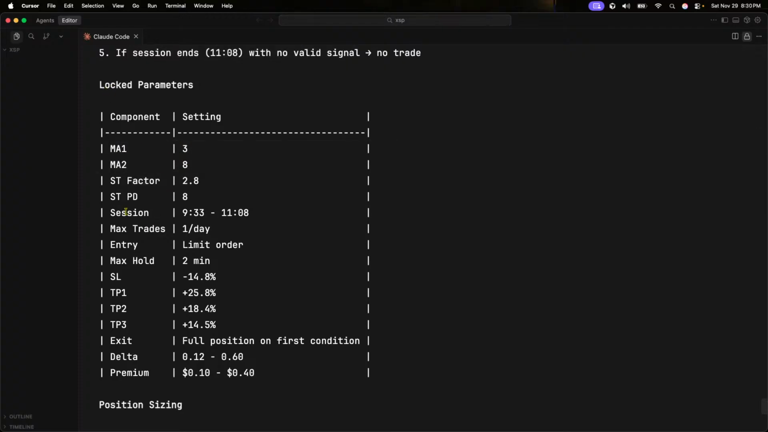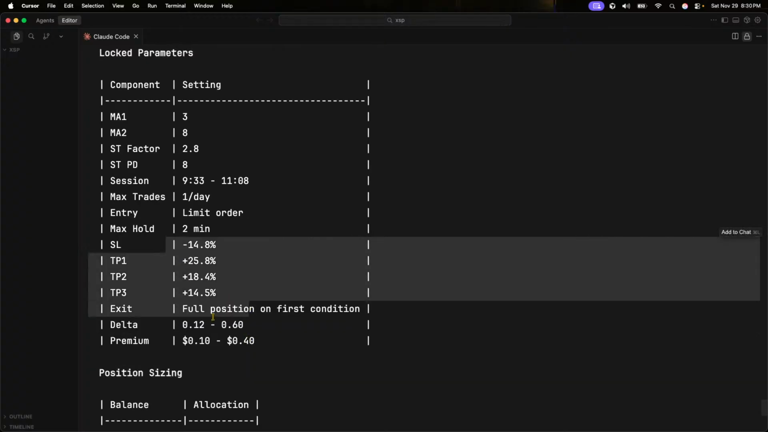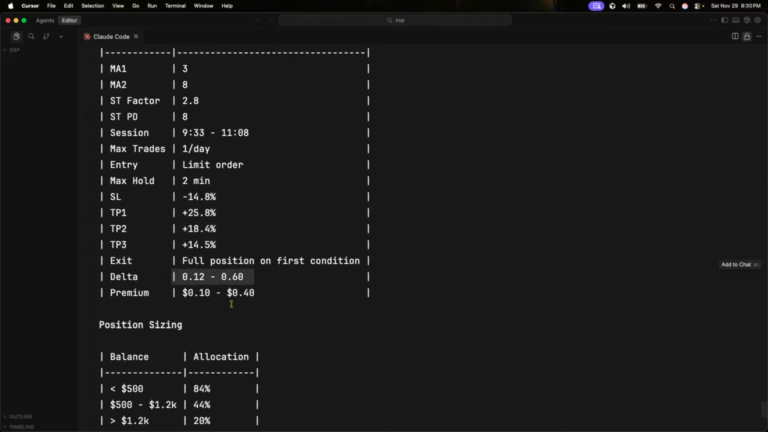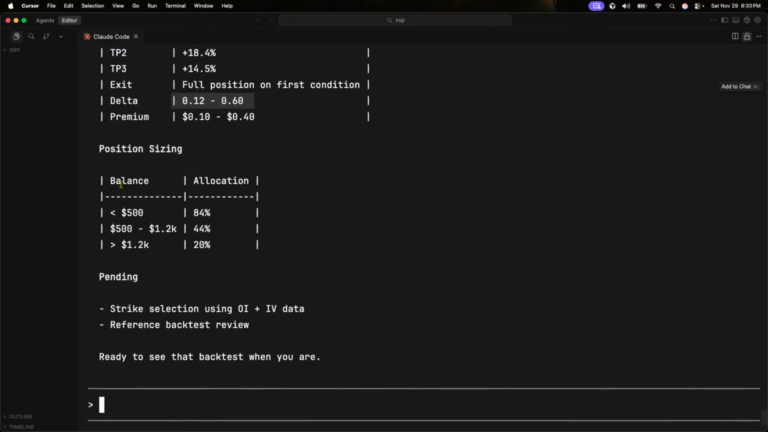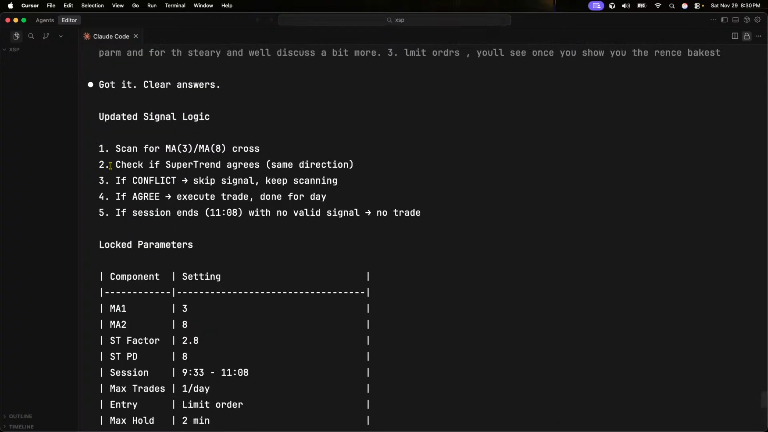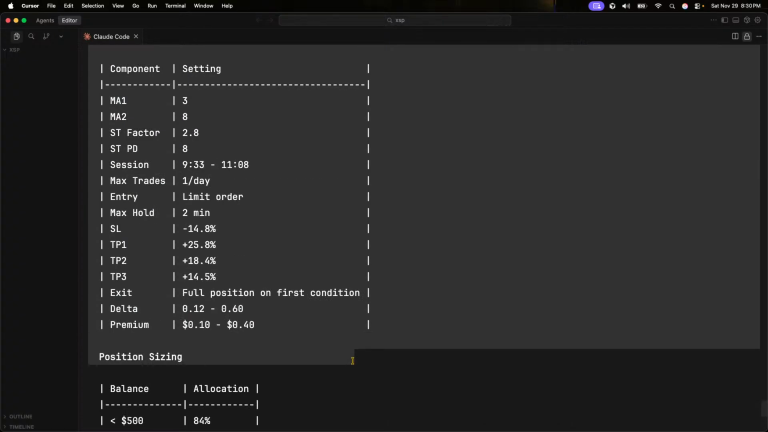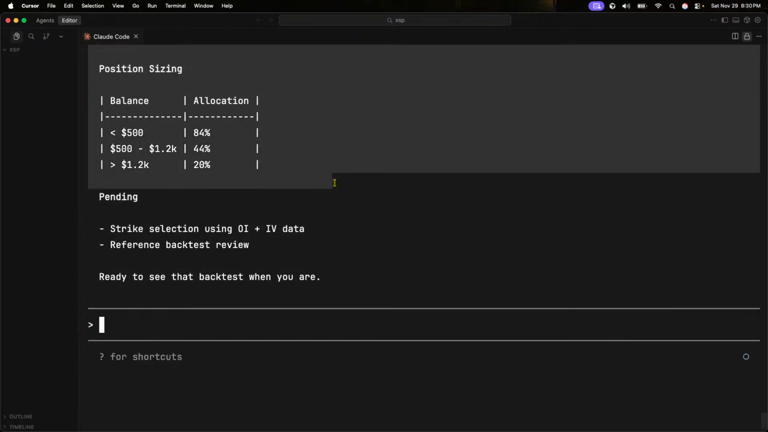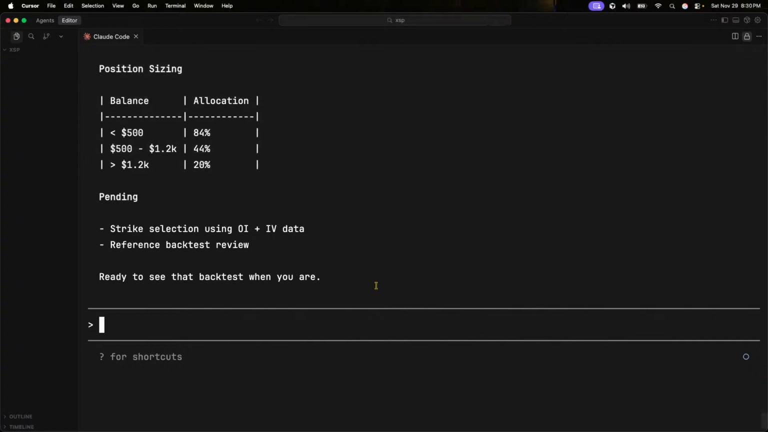Let me go ahead and take this: session, one trade, limit orders, 2 minute, stop loss, full position on first condition, delta, premium, sizing. Okay, beautiful. Let me save these parameters. So we're building out this strat, and we can always look back to it.